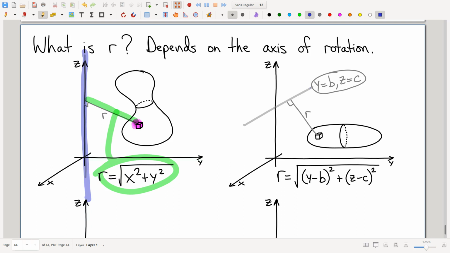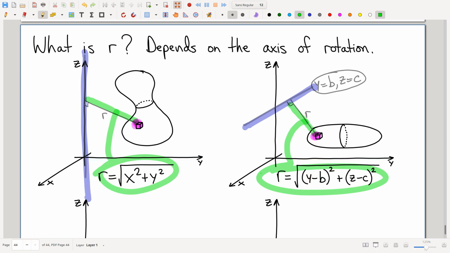But if you're rotating around a different axis, by the way, wheels on a car are not rotating around the z-axis, right? They're rotating around a horizontal axis, like this. Then the distance from x, y, z to that axis is going to be a different formula. And you're going to get a different formula for R, a different formula for that distance to the axis of rotation, depending on the particulars of your question. So it depends on what the axis is.